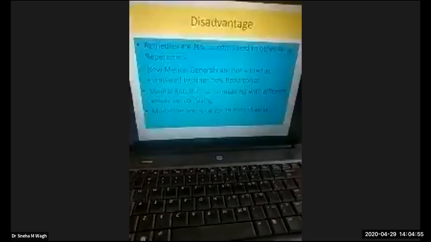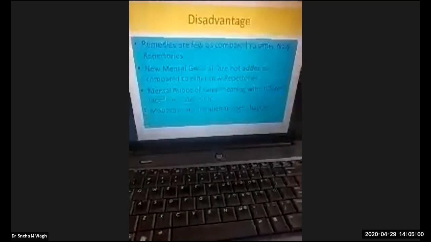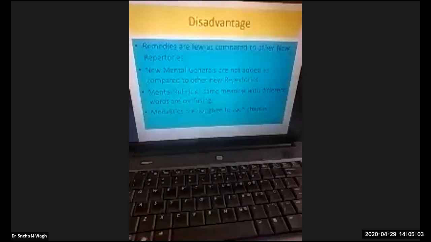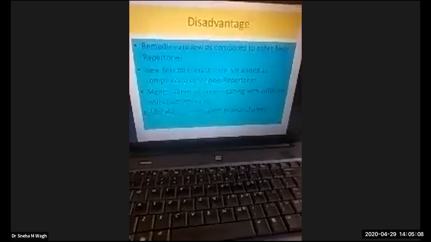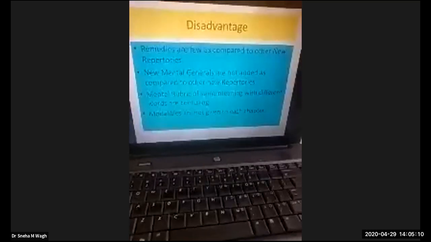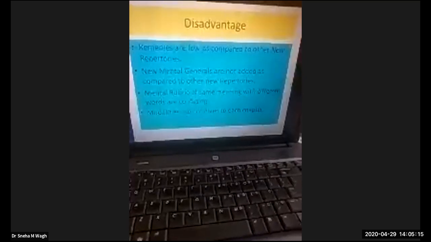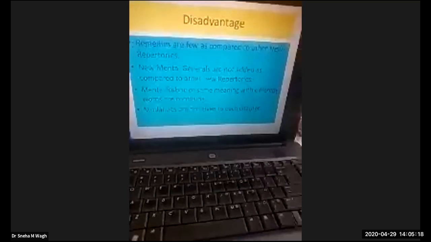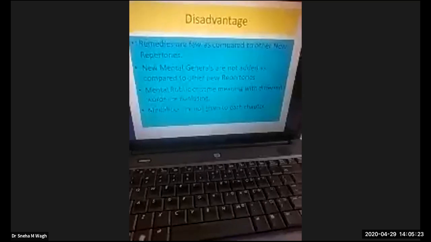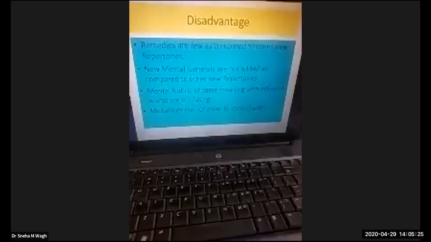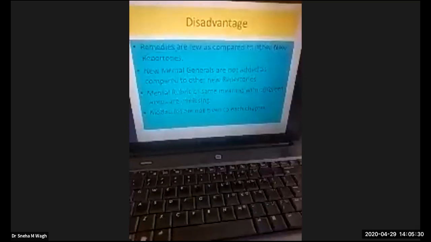Now let us see the disadvantages of this repertory. The remedies are very few as compared to today's repertories. The new mental generals are not added as compared to the other new repertories. Mental rubrics of the same meaning with different words are a little confusing. So there is some confusion with mental rubrics also. In some chapters, the modalities are not given, and because of this lacuna, this is a disadvantage of Kent repertory.